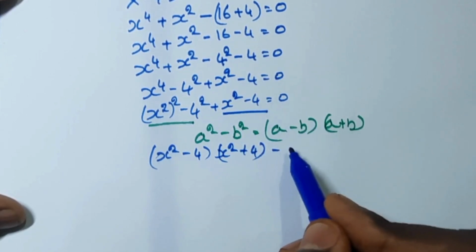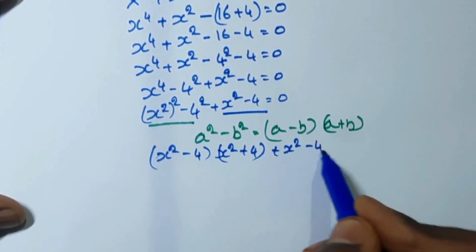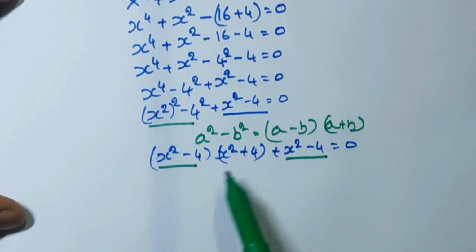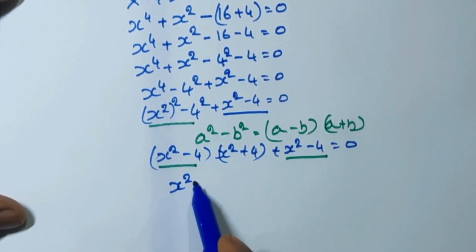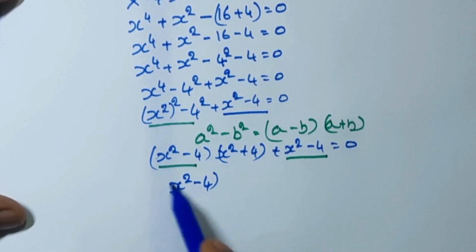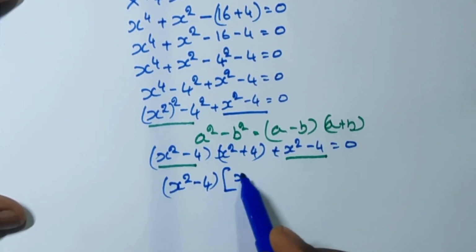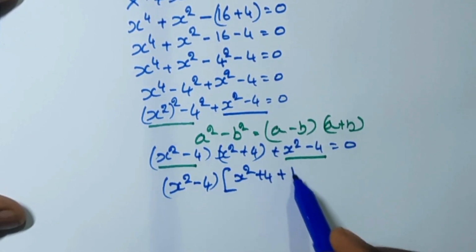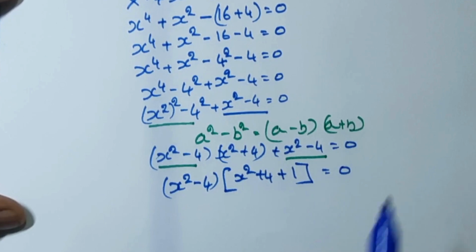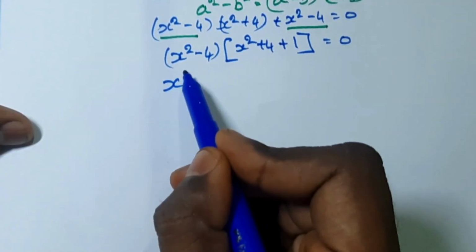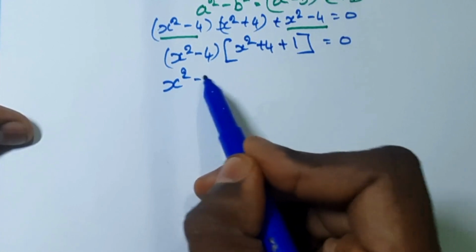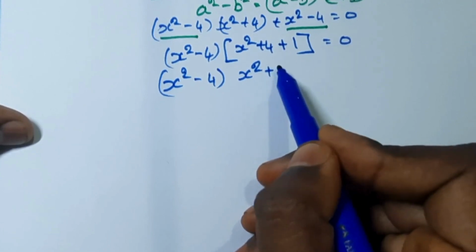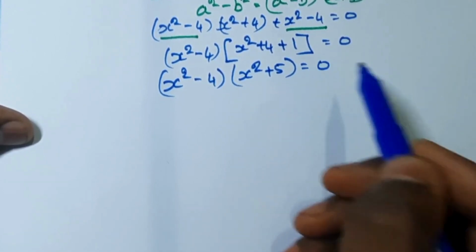This we are just writing x square minus 4 equal to 0. x square minus 4 and x square minus 4, we are taking common. x square minus 4, this we are just writing x square plus 4, this just writing plus 1, equal to 0. x square minus 4, x square plus 5 equal to 0.